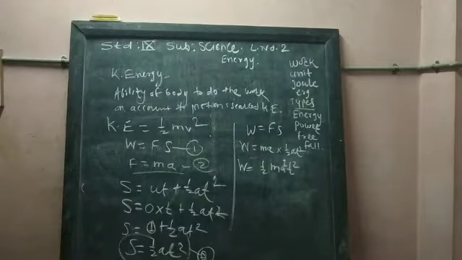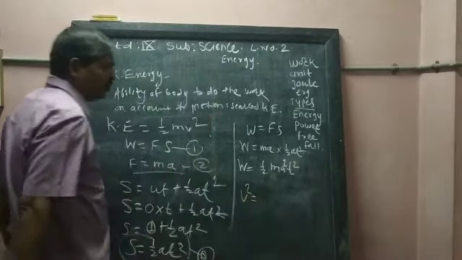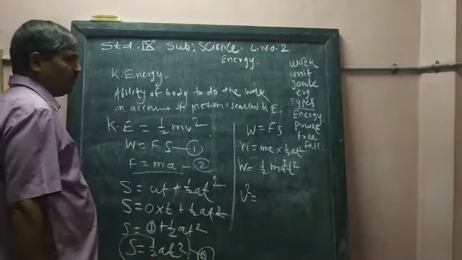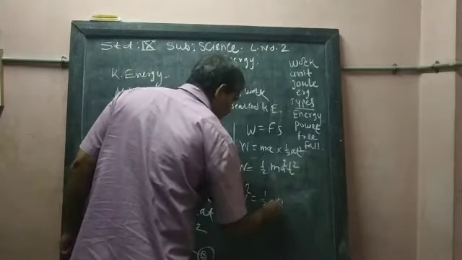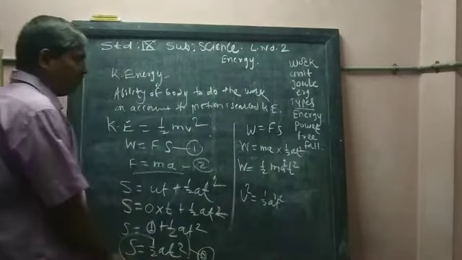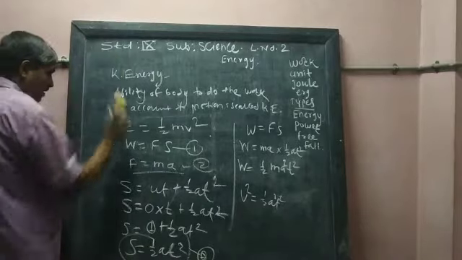Understand? Then according to Newton's third law, V square is equal to half A square T square. Therefore, here according to Newton's third law, I am going to tell you that there is another formula. If it is used then what is happening?